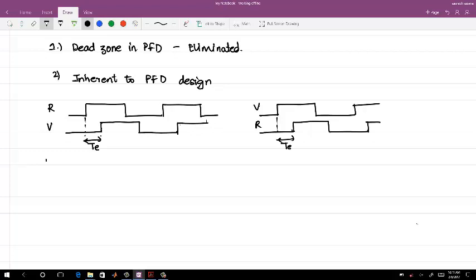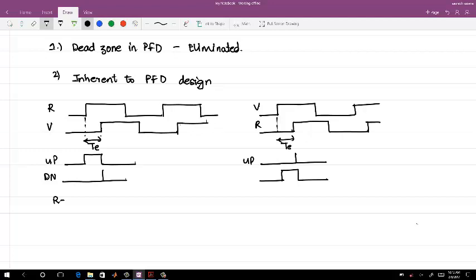In this case, when we plotted the output, the up signal is like this. We are not considering any reset here till now. And down is like this. In the other case, you have the up signal as only this one and the down signal is this. Both should be TE. This is the characteristic which we plotted for a PFD when we use it in an open loop system.